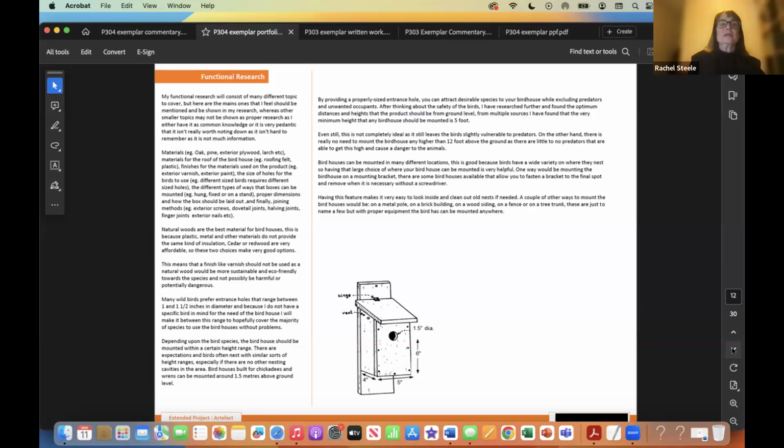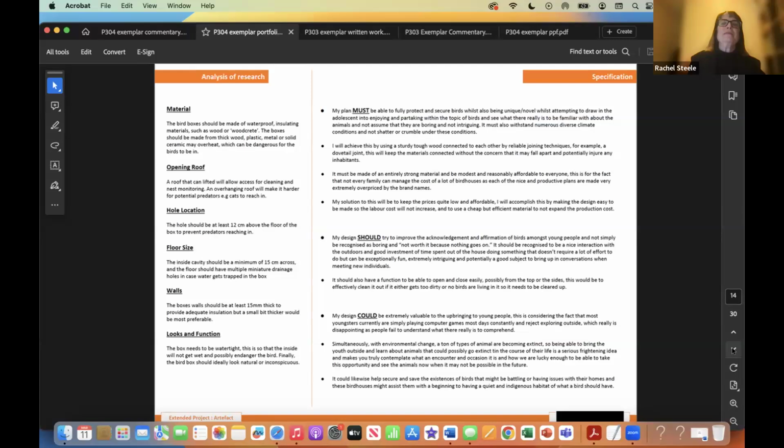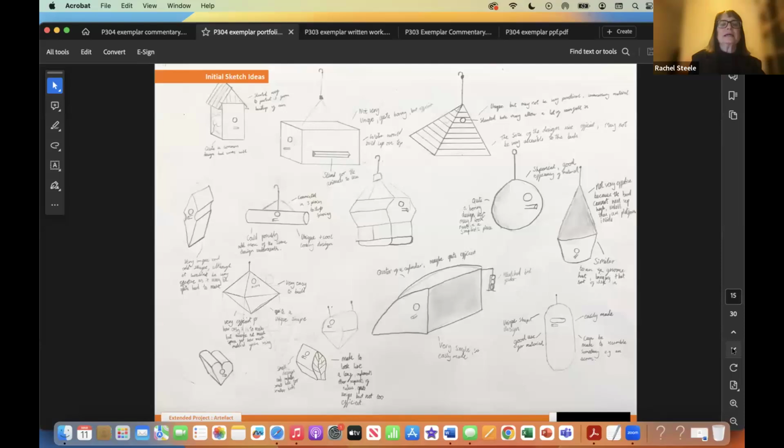There's functional research. There is wide-ranging research, and it is completely appropriate for a design technology project, which is why we can start to hit some of those top band descriptors. And there is some consideration of materials, although this could perhaps be developed in this case.